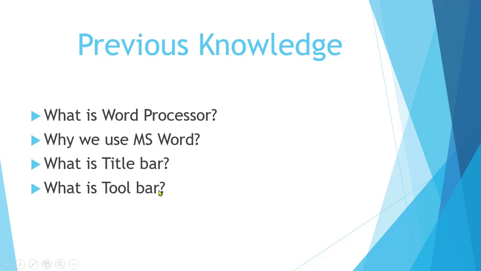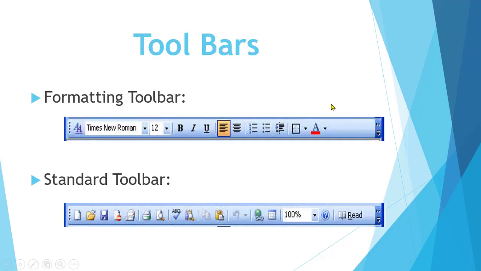What is toolbar? Just below the menu bar there are toolbars on the main screen of Microsoft Word. And students, our today's lesson is about toolbar. There are two types of toolbars on the main screen of Microsoft Word. One is the formatting toolbar and the other one is standard toolbar.